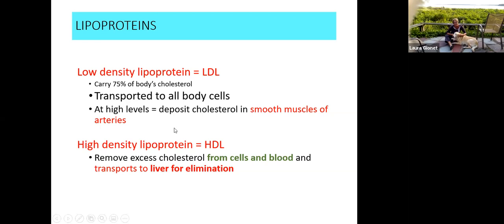So that's why the LDL percentage of a blood evaluation, blood chemistry, is important. We want that level to be below a certain range and within a normal range. If it goes too high, it has a tendency to deposit fats into smooth muscle and into arteries. That's not good. However, high density lipoproteins help remove, they're the good ones, they help remove excess cholesterol from cells in the blood and transport it back to the liver to be eliminated. So that's what you want.